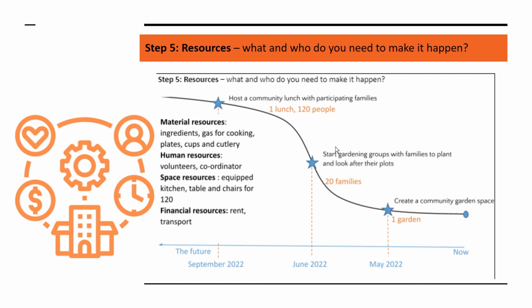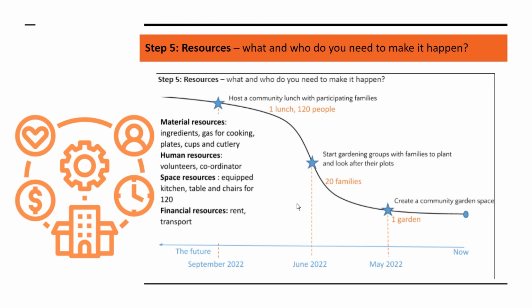The next step looks at each activity in more detail and defines the resources that will be required to make the activities happen. You will need to think about 1, material resources. So what are the materials, tools, and equipment you will need? 2, human resources. Who will you need for the activities? Trainers, volunteers, a cook? 3rd, space resources. Will you need to find an office, a center? And will it need furniture? And finally, financial resources. Will you need to pay salaries, rent, or transport?